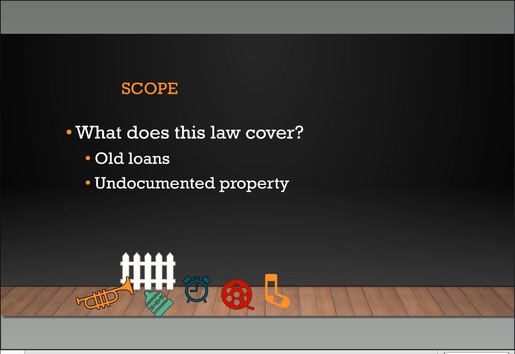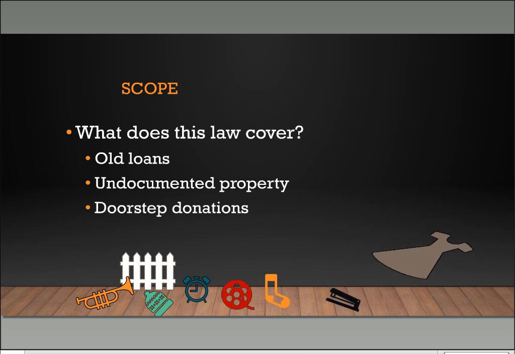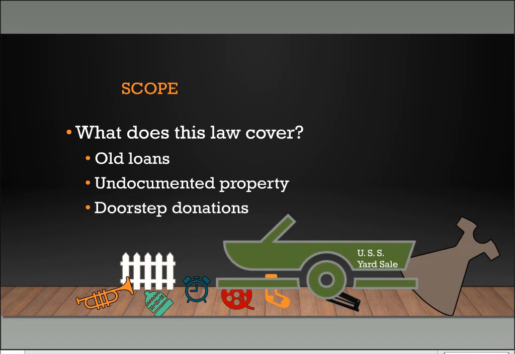It also covers undocumented property, which is property that has no known claimant. So you have no idea who this belongs to. And it covers doorstep donations, which are things that show up on your site. So you show up for work one day and there's a box of material outside your front door and it doesn't have any identifying information, or somebody has mailed you a box of stuff from a UPS store or a shipping center. So it doesn't necessarily have a name attached to it.